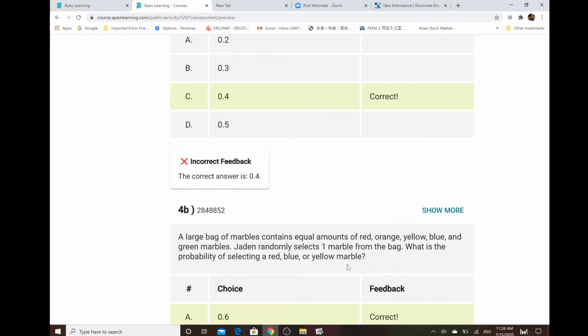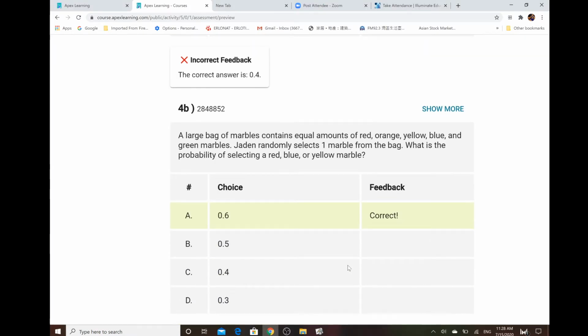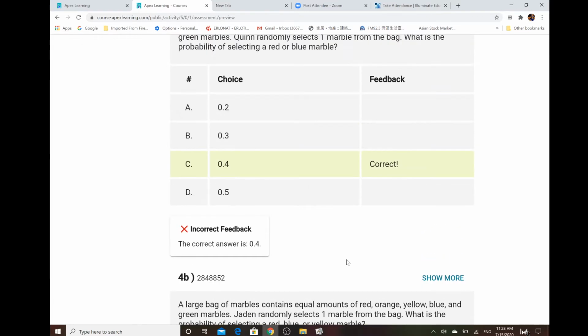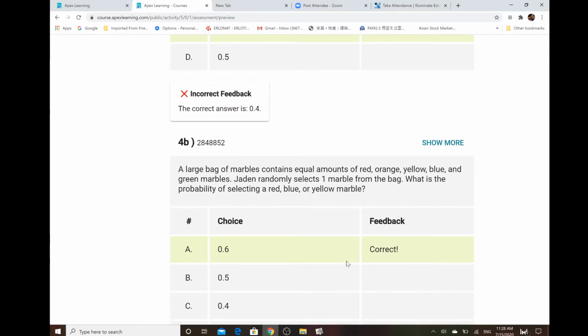Okay, so now let's see what else we have for the rest of this. This one, selecting a red, blue, or yellow marble. If that's the keyword "or", similar to the first one, it's 1/5 plus 1/5 plus 1/5. But I'll try to do it that way. Let's see, a red, blue, or yellow marble.